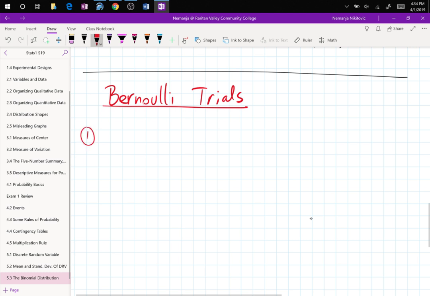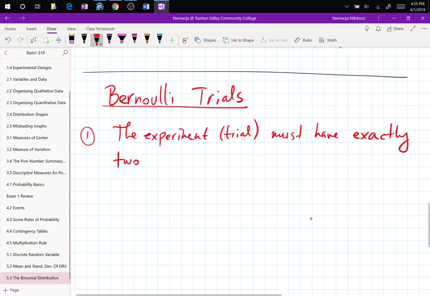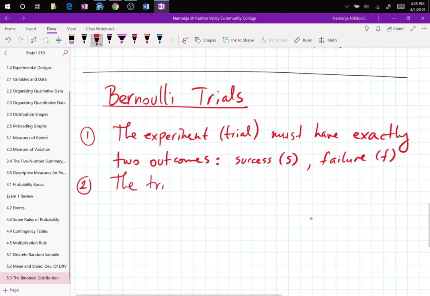Number 1. The experiment has two outcomes, and you can call them success and failure, labeled as S and F. Number 2. The trials are independent.